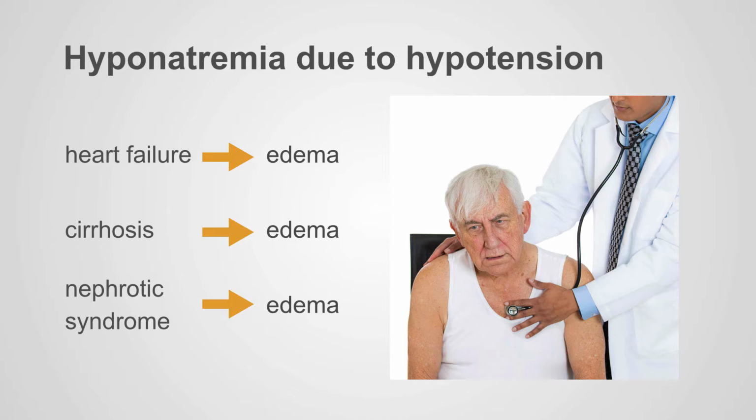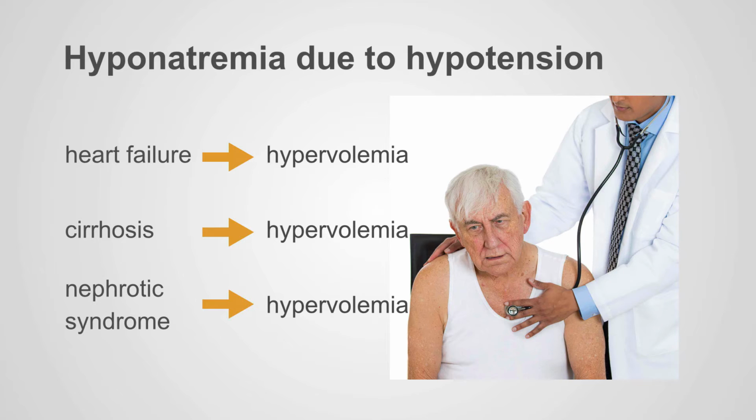Hyponatremia due to hypotension. There are three causes here: heart failure, cirrhosis, and nephrotic syndrome. All of these cause decreased blood pressure or decreased perfusion. All of them are edematous states, and those all represent hypervolemia.